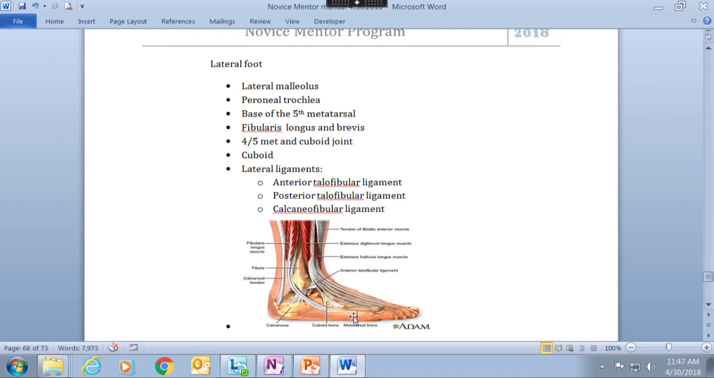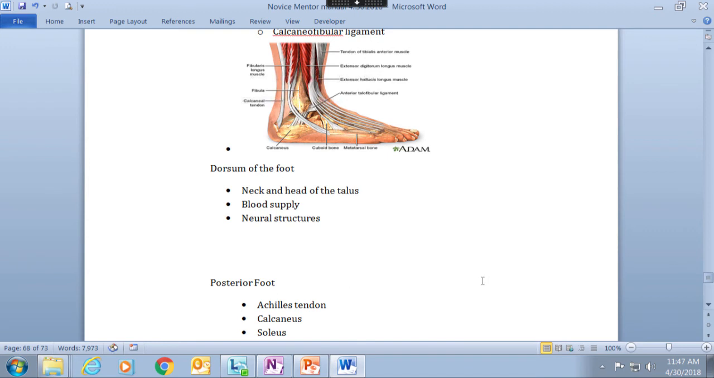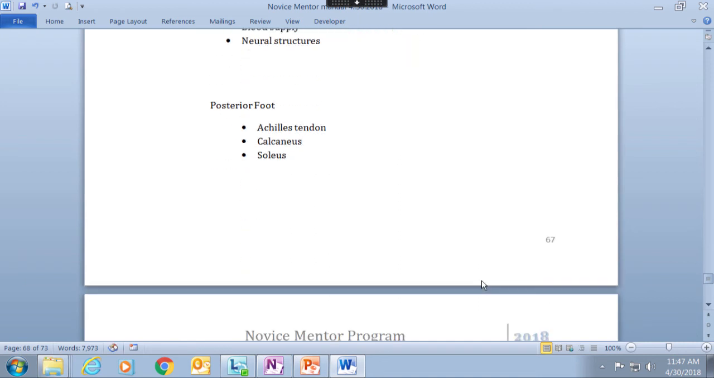You also want to be able to palpate all the lateral ligaments, the anterior talofibular, the calcaneofibular, and the posterior talofibular. The dorsum of the foot, you want to follow at the neck and the head of the talus. We talked about the blood supply before, neural structures going through there. Posterior foot, we want to be able to palpate the calcaneus, the Achilles, and then go onto each side of the Achilles to find the soleus.